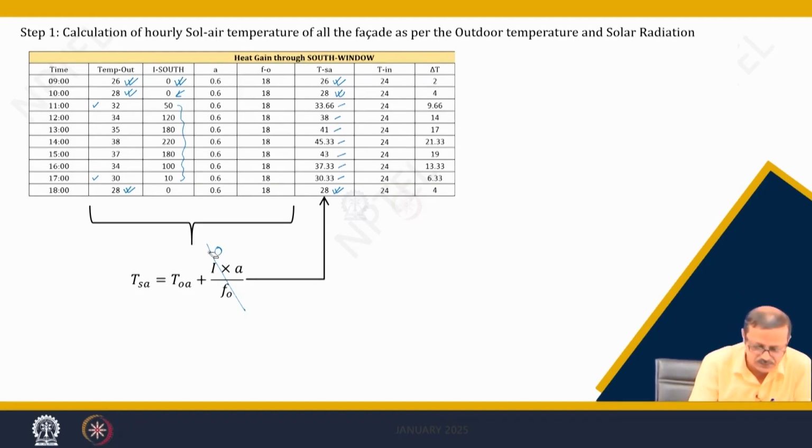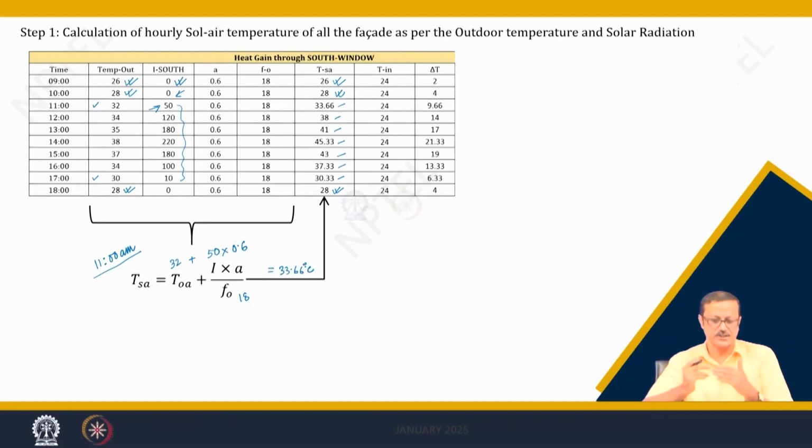So, in the second case, I have taken this as 50 multiplied by, I am talking about the 11 am hour. So, it is 50, is not it, and these two are constant. This 0.6 is the absorption, and this is 18, and the corresponding outdoor temperature is 32 plus. So, that gives me almost 33.66 degrees C.